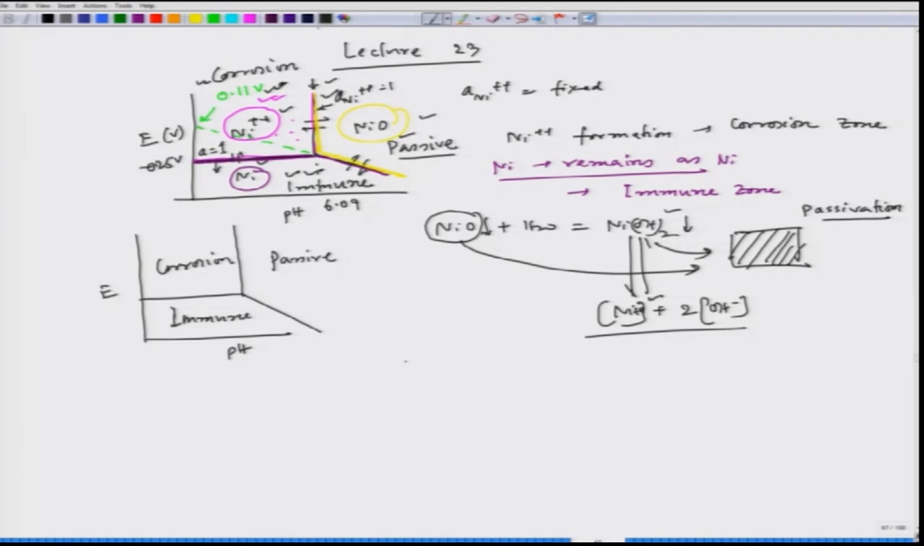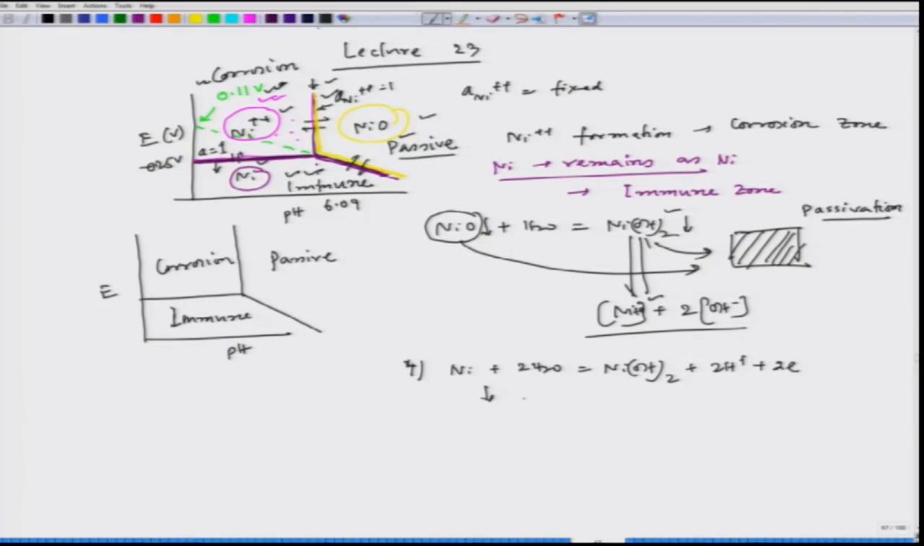So, that time we have to take two more equations. That time we will not consider NiO formation: Ni plus 2H2O equal to Ni(OH)2 plus 2H plus plus 2e, one reaction. And if we do the calculation, we would see that the calculation would generate the same line that we see here. The same line, it will generate if we fix the concentration of nickel ion. Now, here the nickel ion is not coming into the picture.